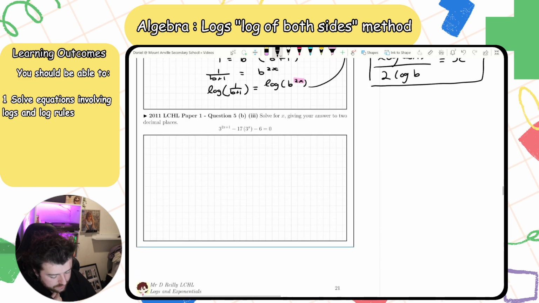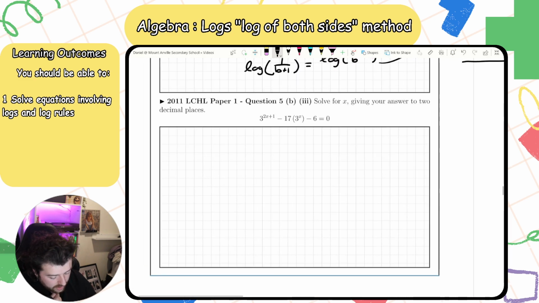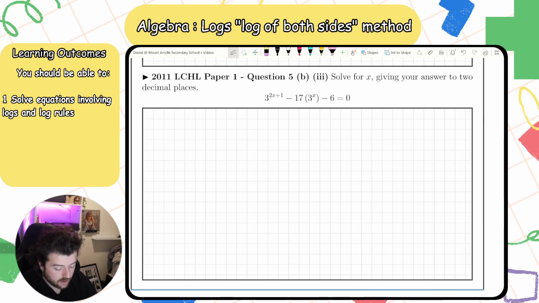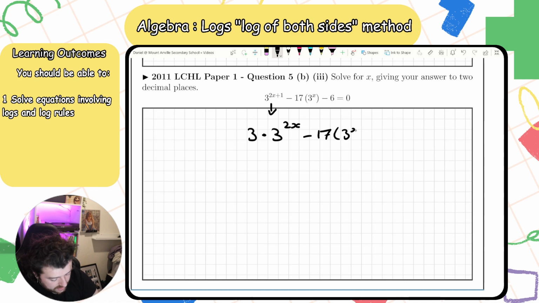Right, here we go. 2011, Question 5. Solve for x, giving your answer to two decimal places. So I have 3 to the power of 2x plus 1 minus 17 times 3 to the power of x minus 6. Well, I notice here I can rewrite this first term as 3 times 3 to the 2x minus 17 times 3 to the x minus 6.